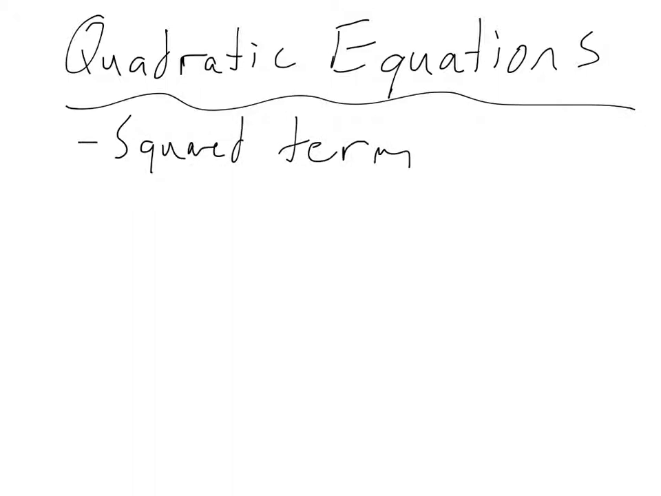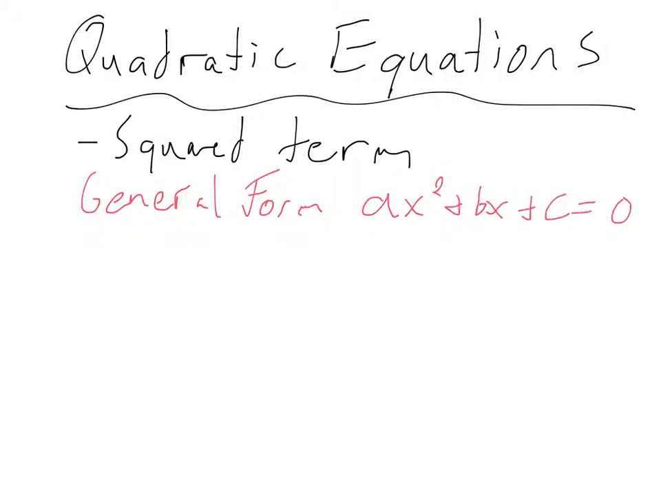And all quadratics can be written in their general form, right? General form of a quadratic is ax squared plus bx plus c equals 0, right? If we get everything on one side of the equation and we fully simplify it down, we're always going to have an equation, if it is a quadratic equation, that looks like that. Ax squared plus bx plus c.